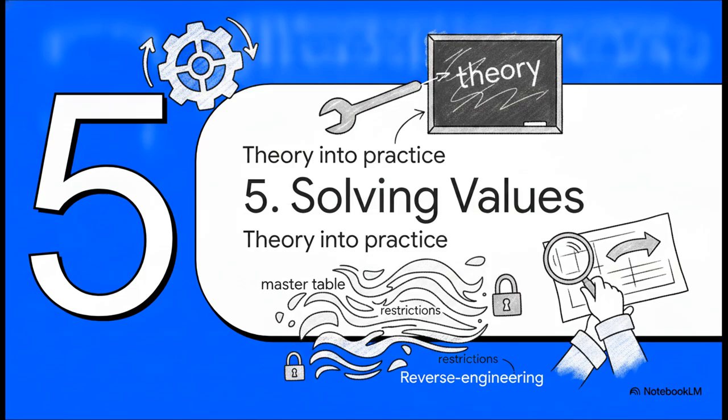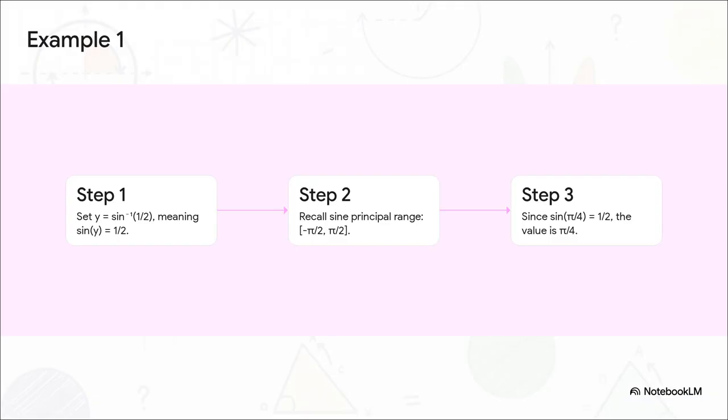Section 5, solving for principal values. Time to put all this theory into practice. So we have the theory, we understand the restrictions, and we have the master table locked in our heads. It's time to roll up our sleeves and do some reverse engineering. Let's look at example 1.